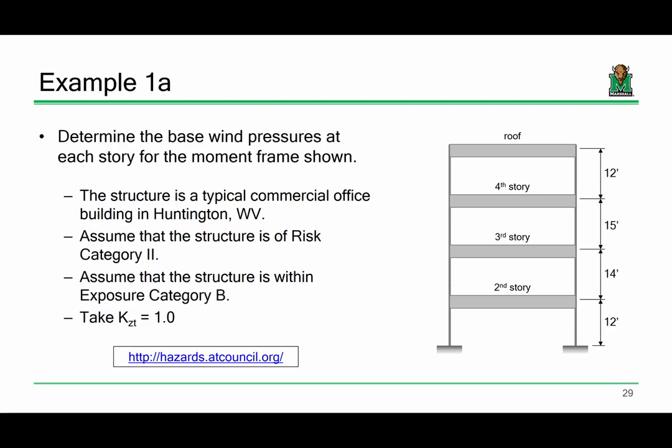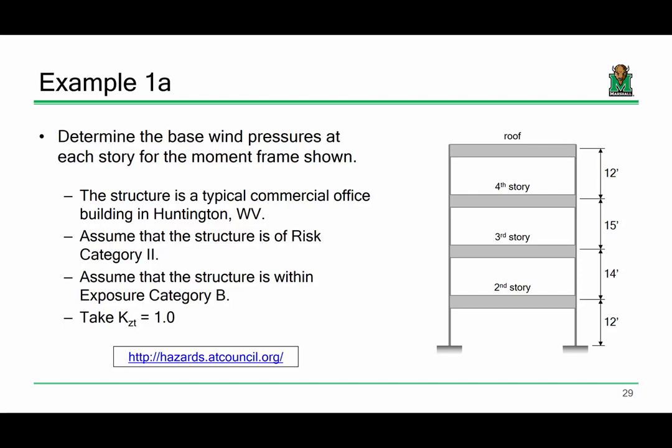But I have a building that has a series of story heights, and the story heights are varying for a specific reason. But we're going to assume that this is a structure of risk category 2, and we're going to assume that it's exposure category B. And I'm just doing this for the sake of computation, and we're going to take KZT equal to 1. So what I want to do is determine the base wind pressures at each story.